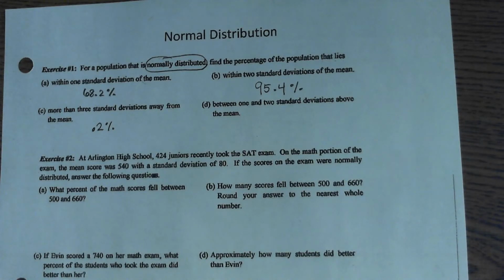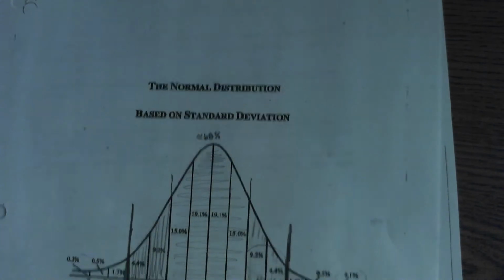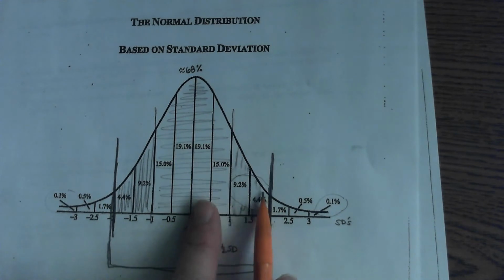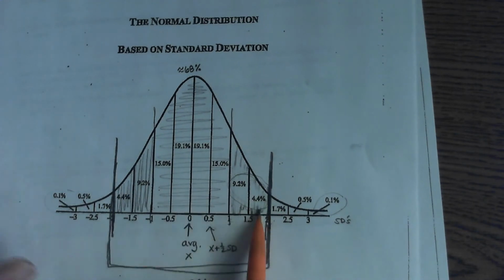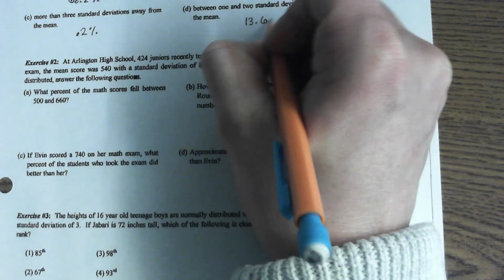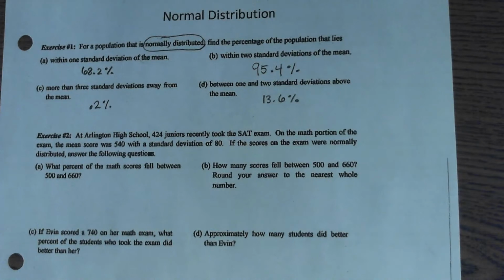And then D says between 1 and 2 standard deviations above. So that would be this little section that I coincidentally already talked about. Between 1 and 2 above would be 9.2 plus 4.4, which is 13.6%. So just being able to use that normal curve and understand what those percentages are telling us. Okay?